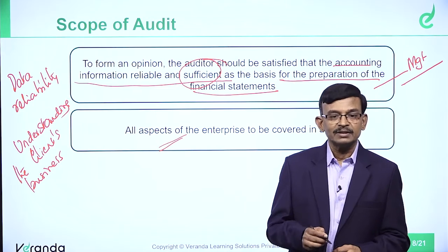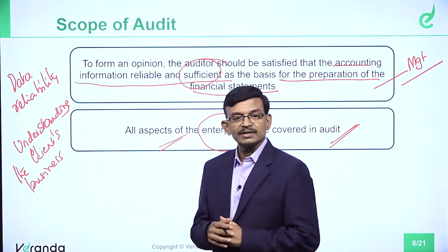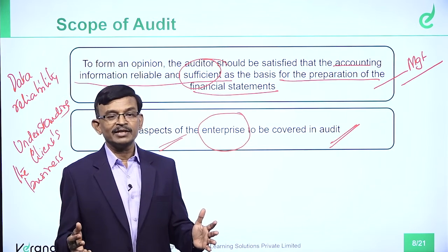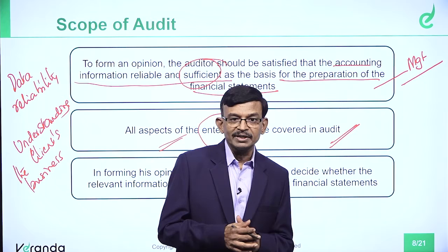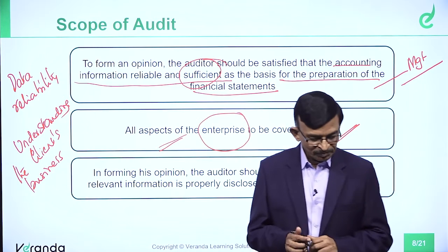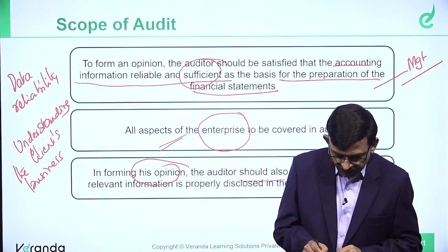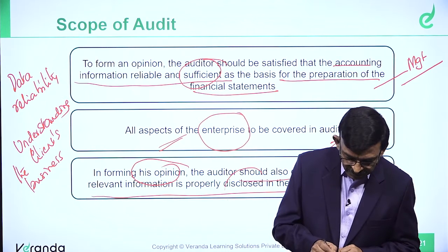We are using the word enterprise, not company, because an audit may be for a company or any other type of entity. That is the reason why we are using the word enterprise. Only when I am coming to company audit may I use company. In forming his opinion, the auditor should also decide whether relevant information is properly disclosed. This is another interesting point.